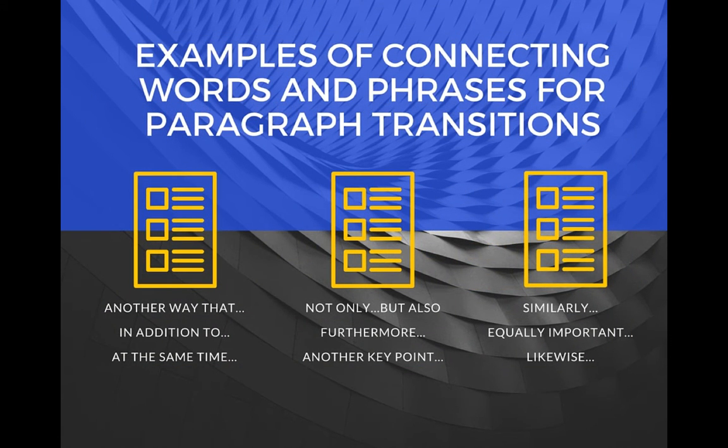So, what types of connecting phrases and words can you use to help your paragraphs transition along? You might consider these phrases: another way that, in addition to, at the same time, not only, but also. Furthermore, another key point, similarly, equally important, likewise. These words and phrases will connect your ideas together and help the flow of your paper. It will signal to your reader that you are building the evidence to support your thesis.